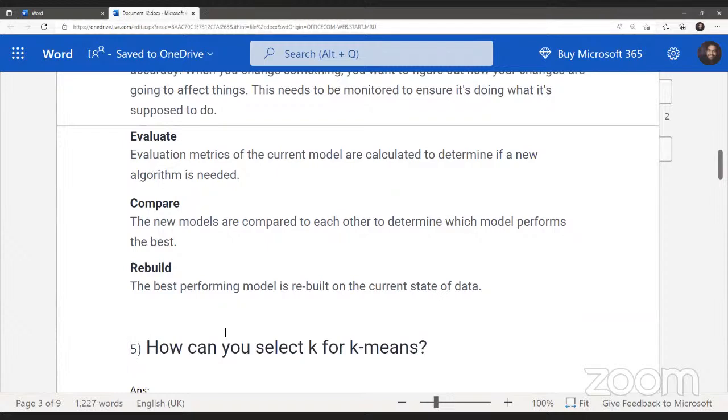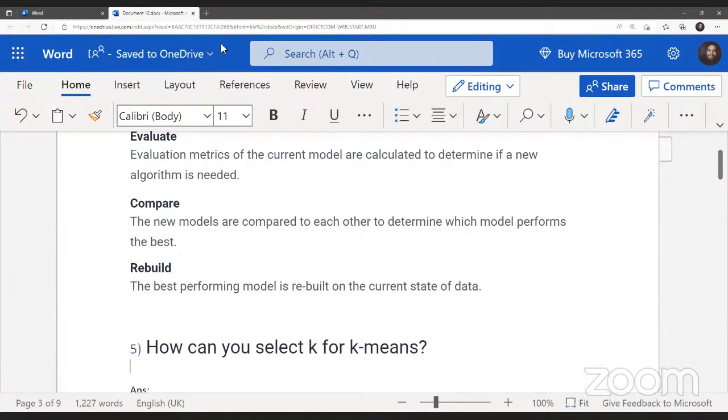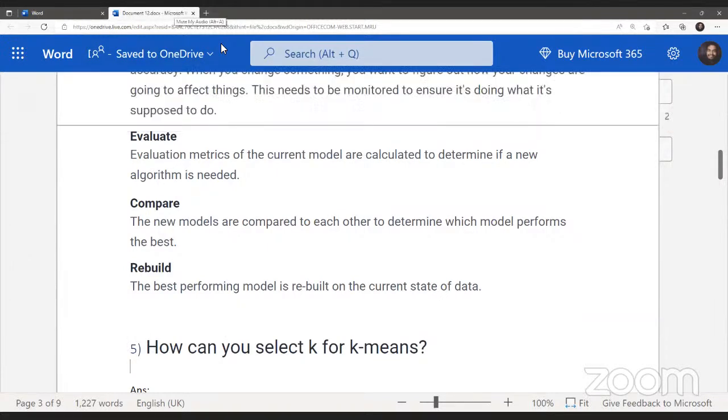So as we jump into the next one: how can you select K for K-means? If anyone knows the answer, try to ping me in the chat box and we'll discuss the answer within a minute.